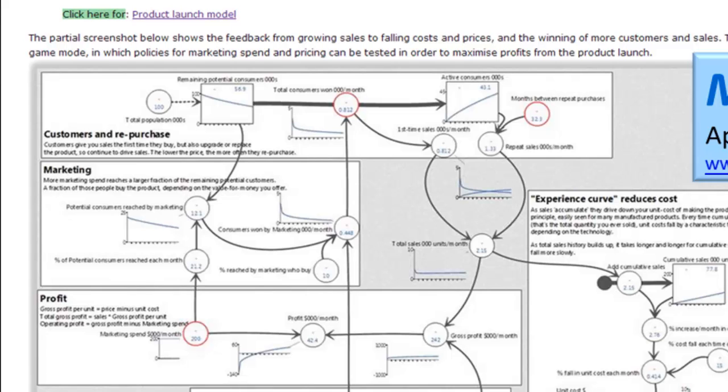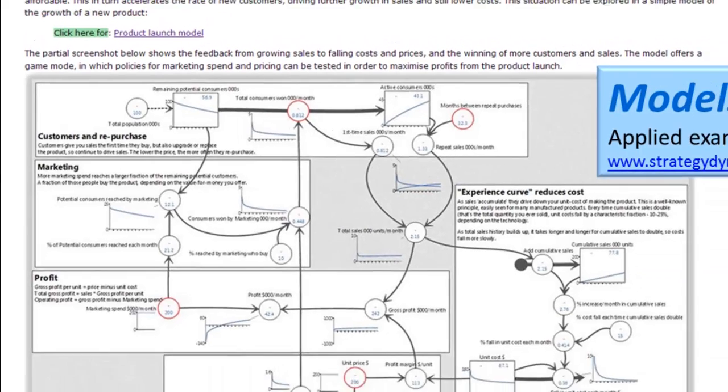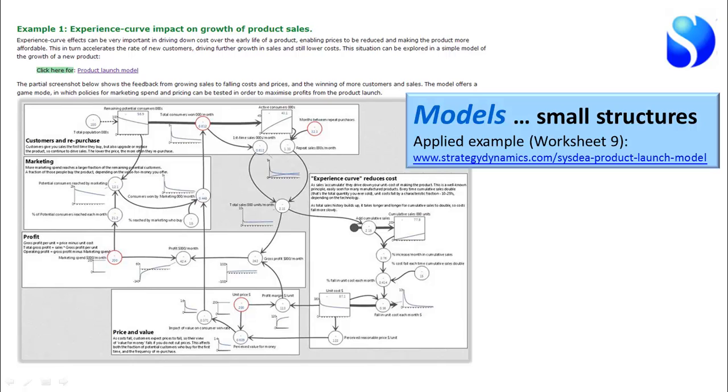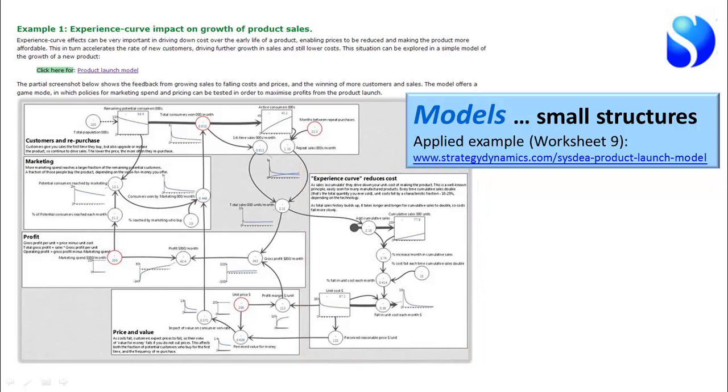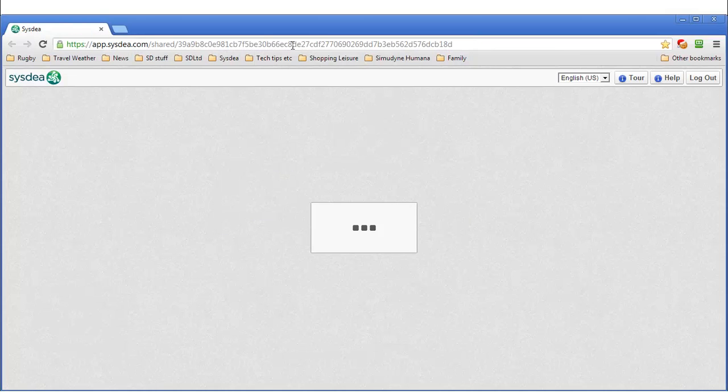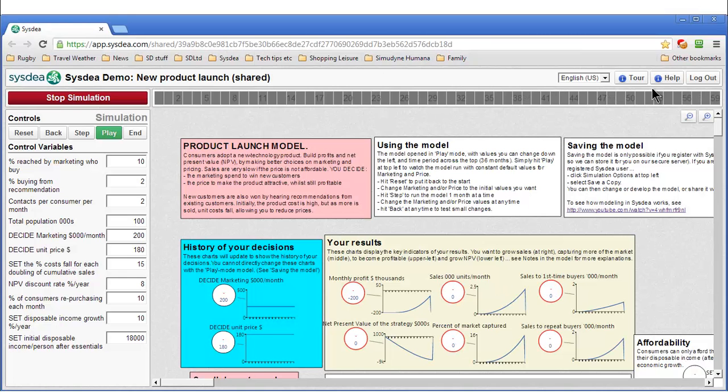So what this worked application example does on the worksheet 9 page is it says, here is a basic framework, the experience curve, and here is how it fits in a bigger picture of how a pretty widespread business concept actually plays out. So let me just give you, I hope this link works, this should actually launch that product launch model, and it's looking promising. So you should see on your screen now the product launch model.